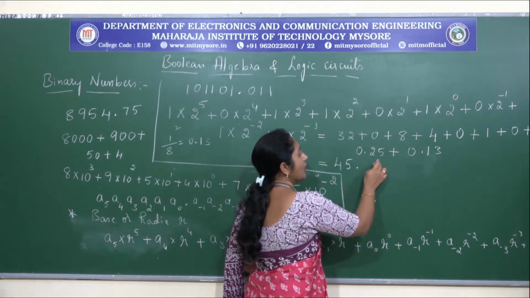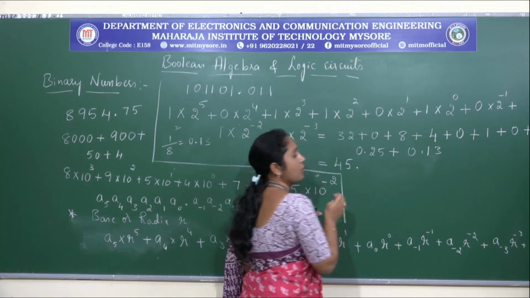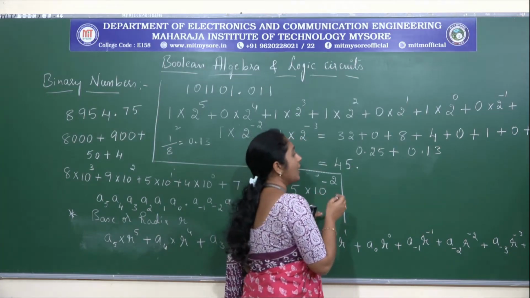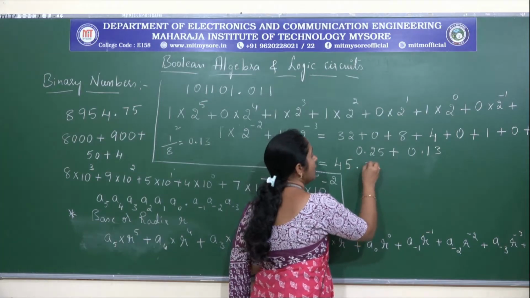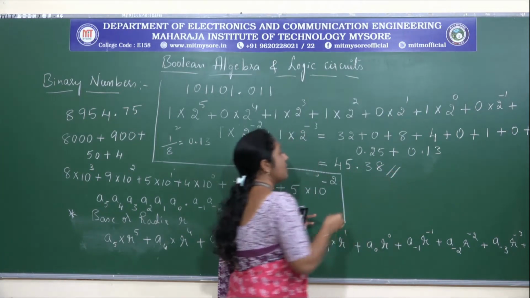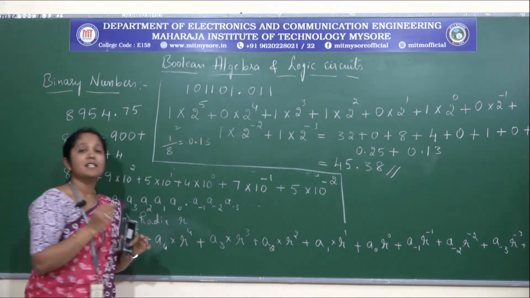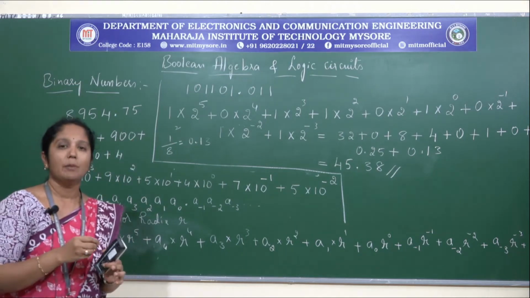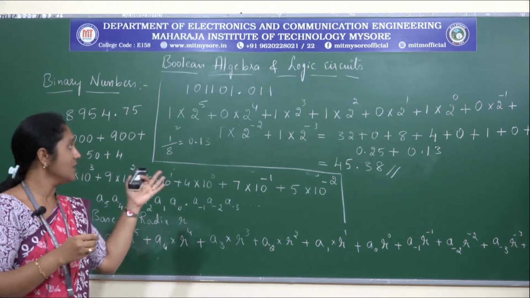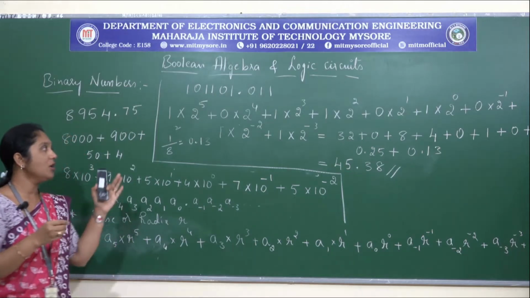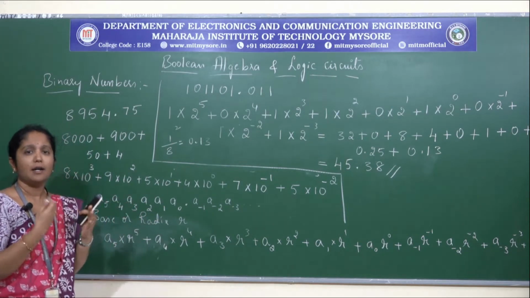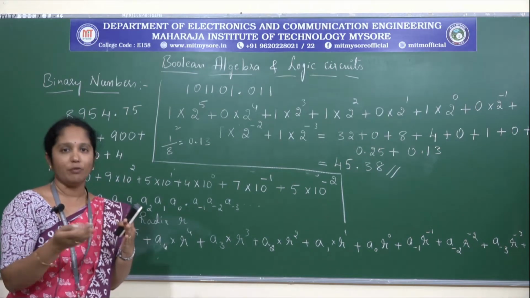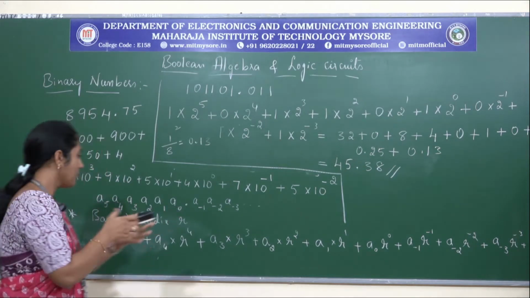Here we have 0.25 and here we have 0.13. So what is the equivalent? We have 45.38. So this is the decimal equivalent of the binary sequence I have considered. So this is about the binary number. Now let us see the representation of numbers in all the 4 number systems.